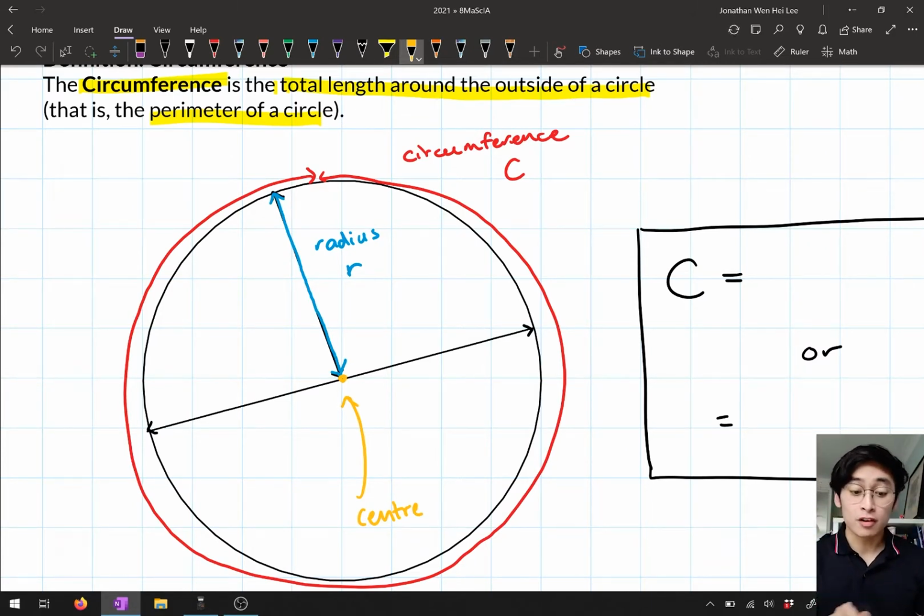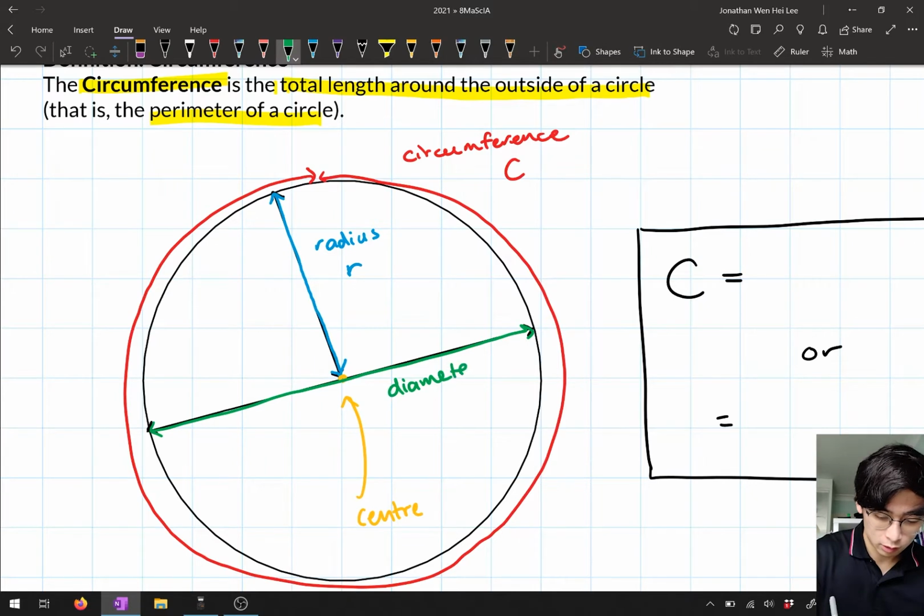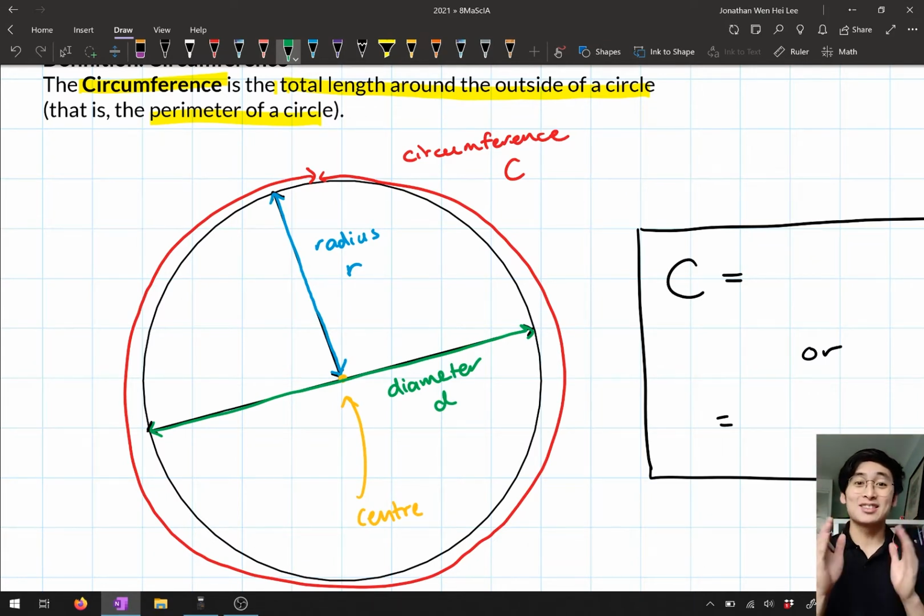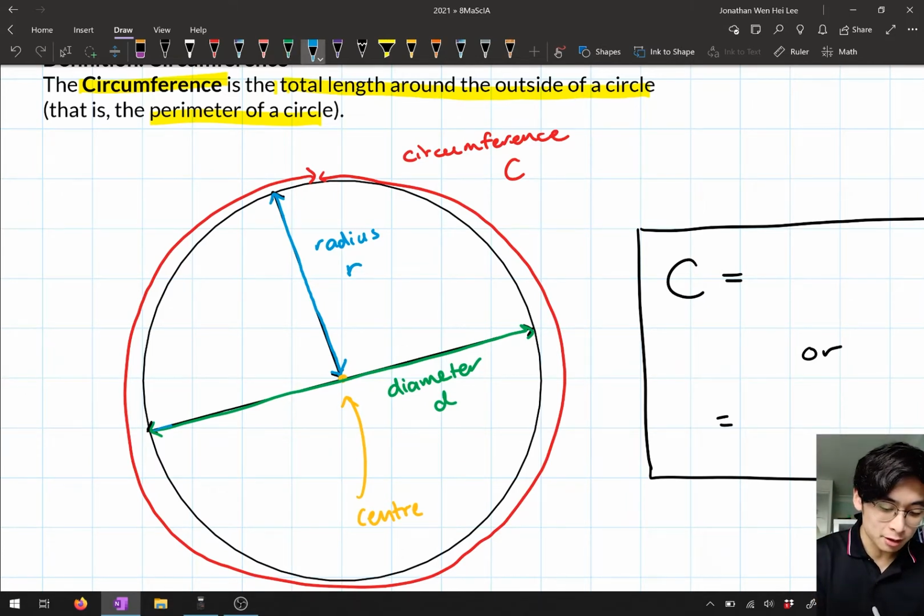There's another measurement which I've drawn with the other arrow, from edge to edge, which passes through the center. This is our diameter, and we use the letter D to represent it. There's a relationship between our radius and our diameter. Notice that the diameter is made up of two radiuses, one radius here and one radius here. So the radius is just half of the diameter, or the diameter is just twice the length of a radius.